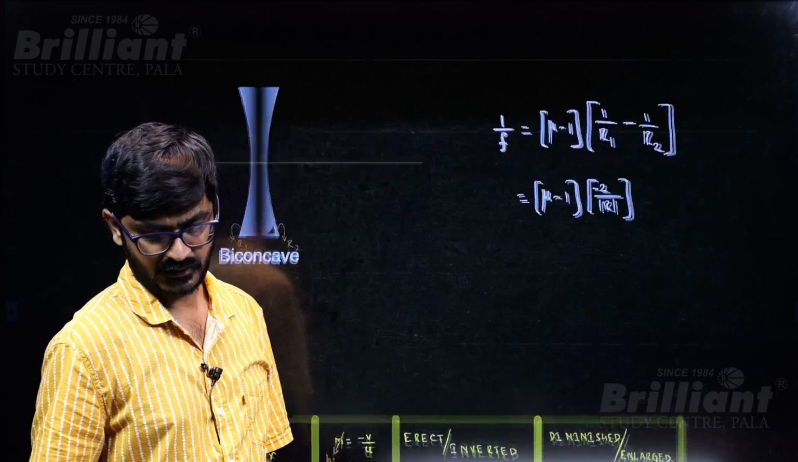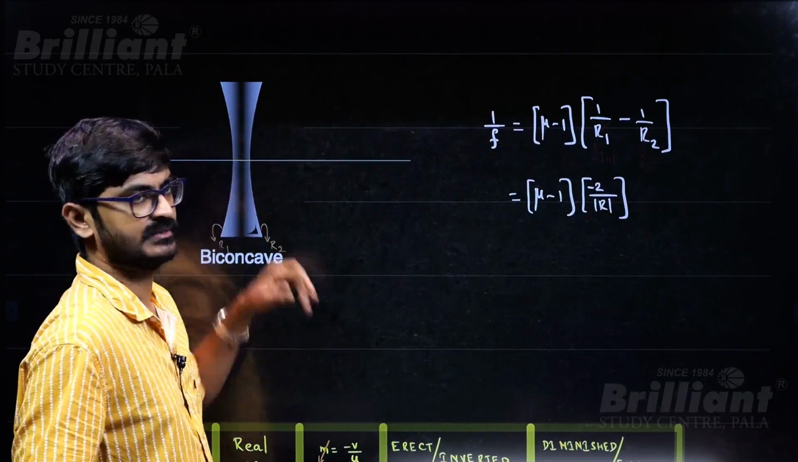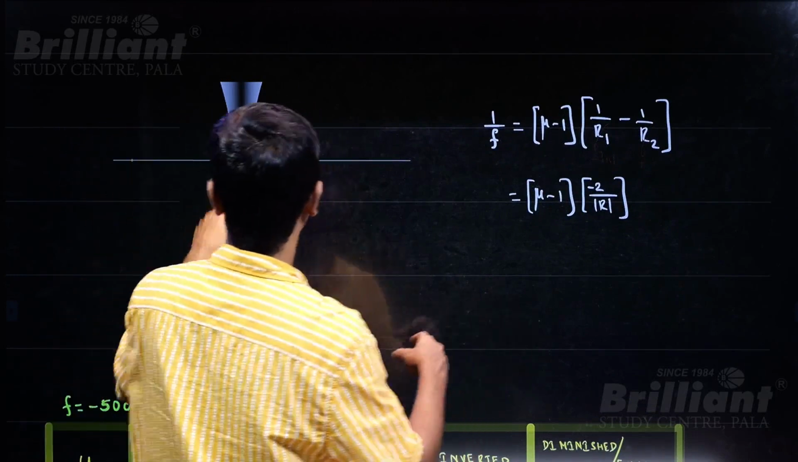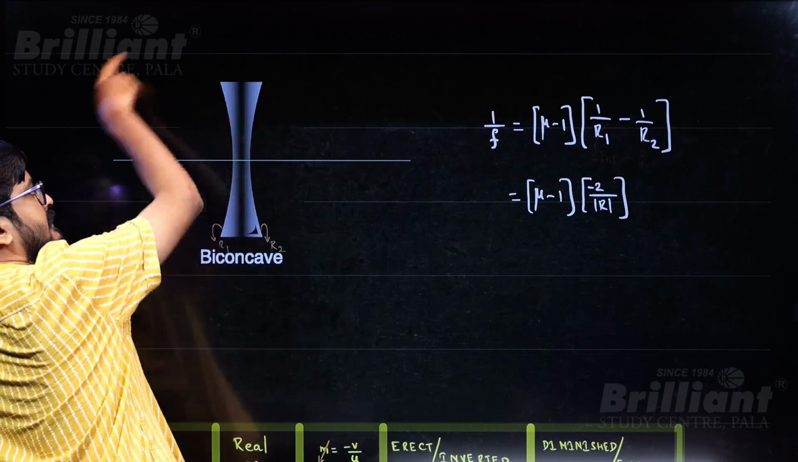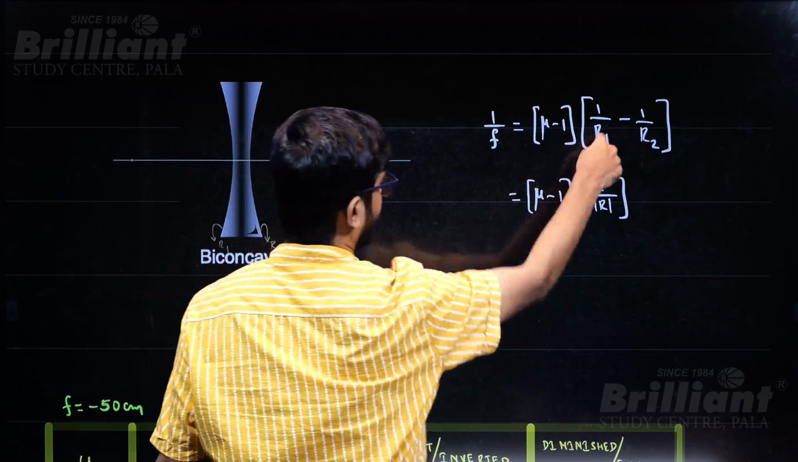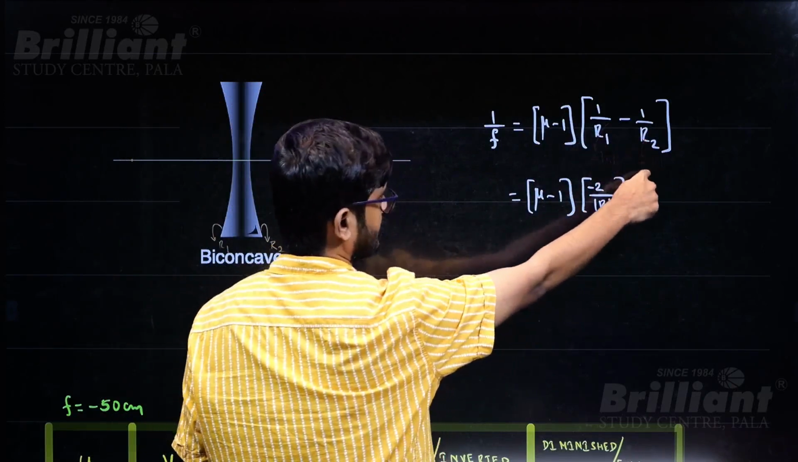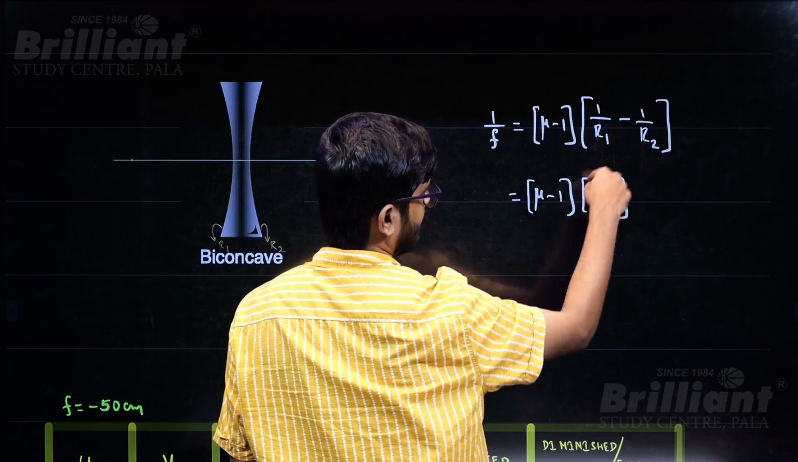Now talking about biconcave, going by the same method, if this is glass and the outside medium is 1, then for the first radius of curvature, the incident ray is going this way, so this radius of curvature will be negative, and this radius of curvature will be positive. So r1 will be negative, minus mod r, and r2 will be positive, plus mod r. So you will get minus 1 by mod r, minus 1 by mod r, minus 2 by mod r.